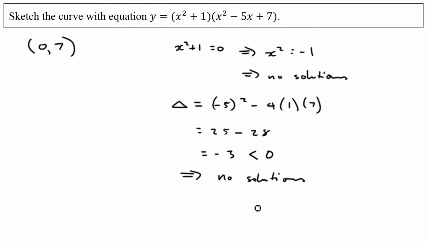So there are no intercepts with the x-axis. If we expanded it, we would have a positive coefficient of x to the 4, so we do know that it begins and ends above the x-axis, and what we have just done shows us that it will never touch the x-axis either, so it lives entirely above here. But apart from our intersection point, there's nothing else we can really conclude about this curve.